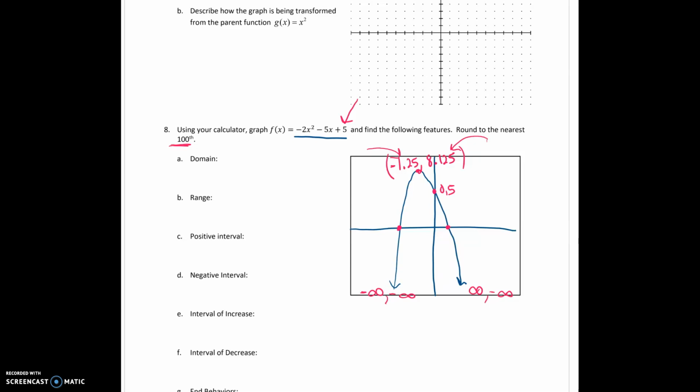So a few of these that I'll go through is domain. Remember, domain throughout this whole chapter is all real numbers, or you could do this. Since I have the range on here, I'll put that. Remember, domain is x, range is y.